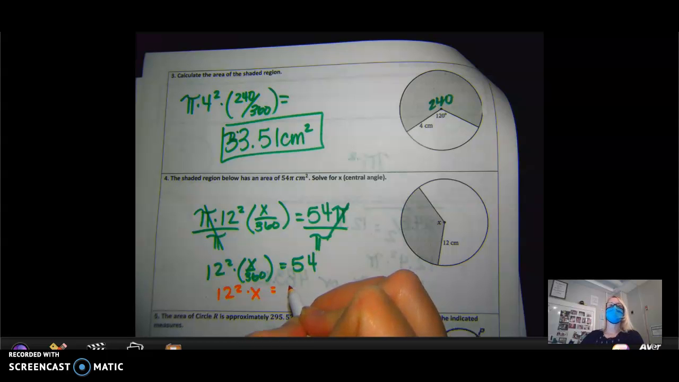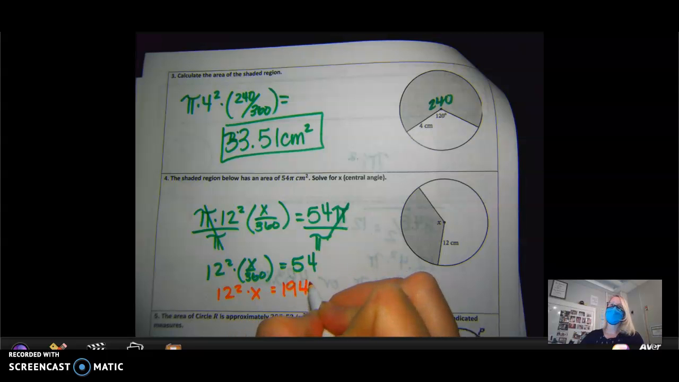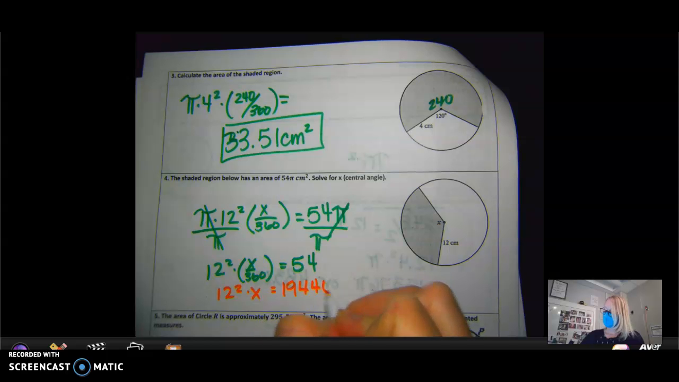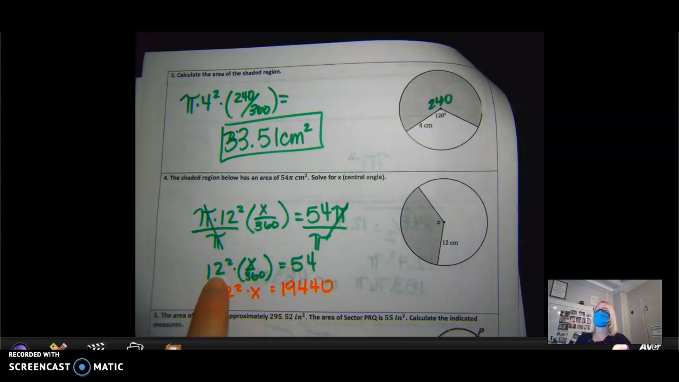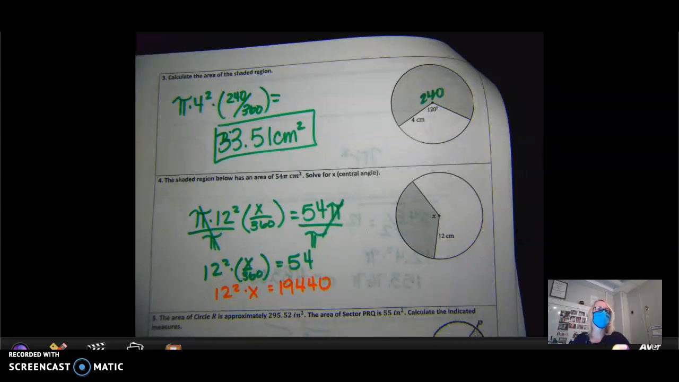It's going to be a big number, it's okay. 19.4. Okay. That's not what you had to do next. I would have done 54 divided by 12 squared, which would give me some funky decimal, and then multiply by 360, but the same, either one works.